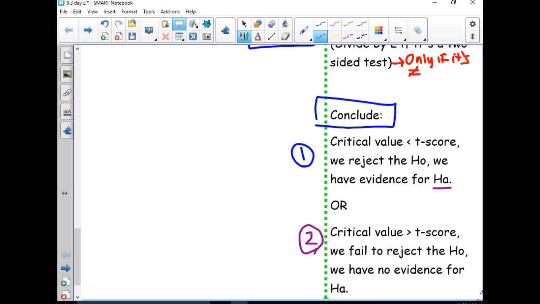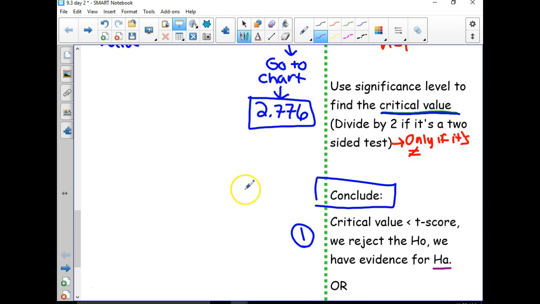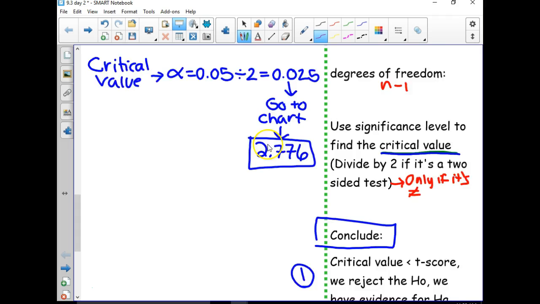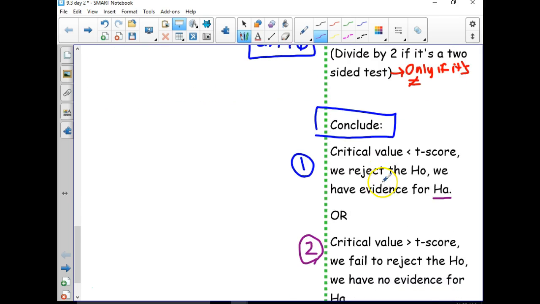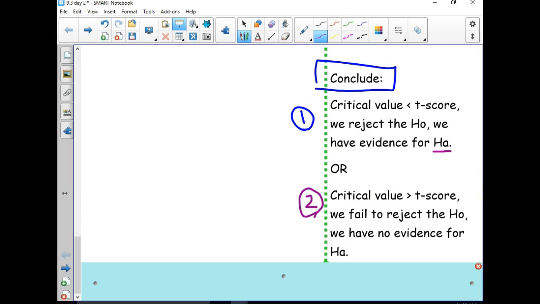All right, so our critical value is bigger than the t-score. Do you guys see that? Our critical value was 2.776, and our t-score is 1.32. So since our critical value is greater than our t-score, we reject the null hypothesis. I'm going to type it out for you right now so you know how to write it. And I'm going to make sure it's in context, and then we are done for the day.